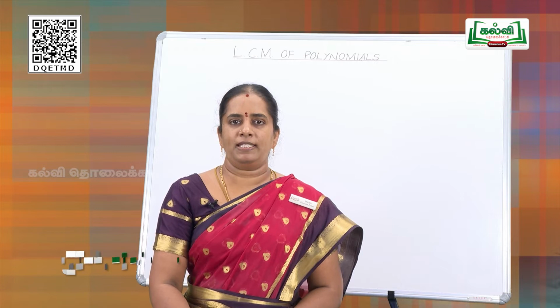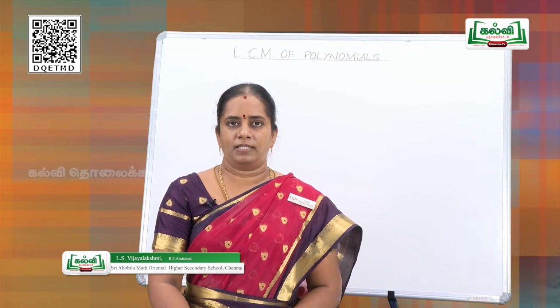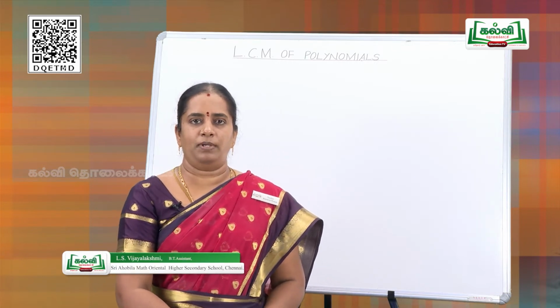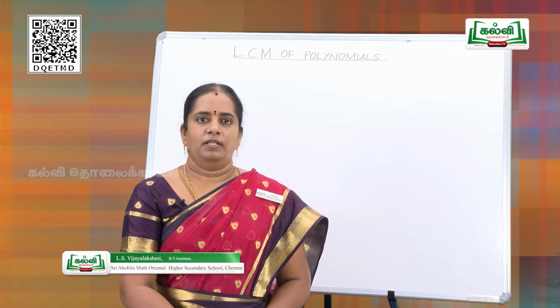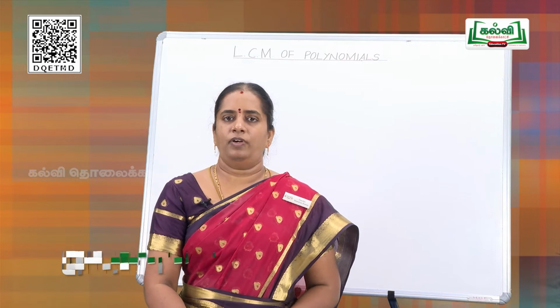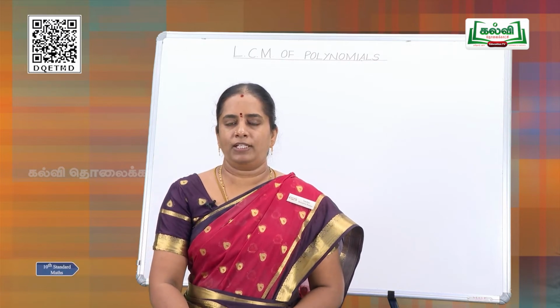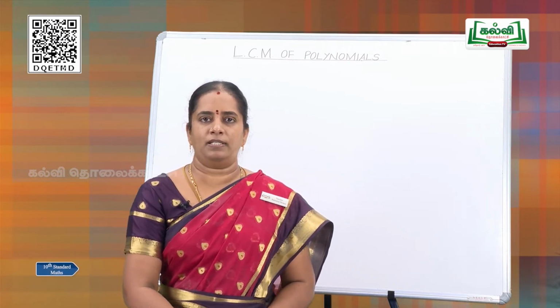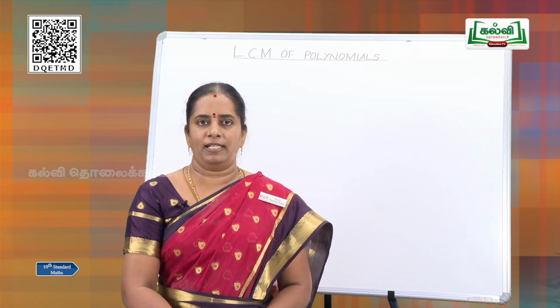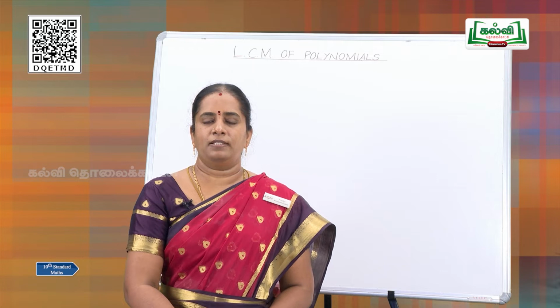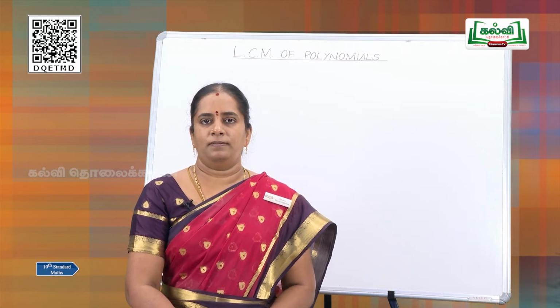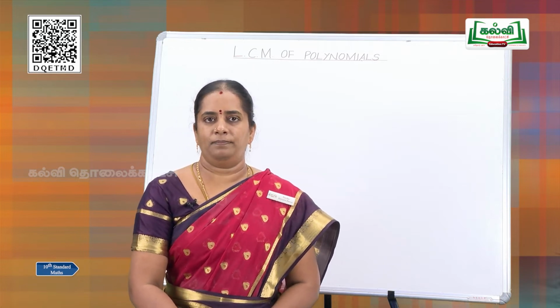So what do you mean by LCM of numbers? Yes, the least common multiple is the number which the given numbers divide. The same is followed here for polynomials. If we take two polynomials, that is two expressions, and we are going to find the LCM, LCM is a polynomial which is divisible by both the expressions without leaving any remainder.